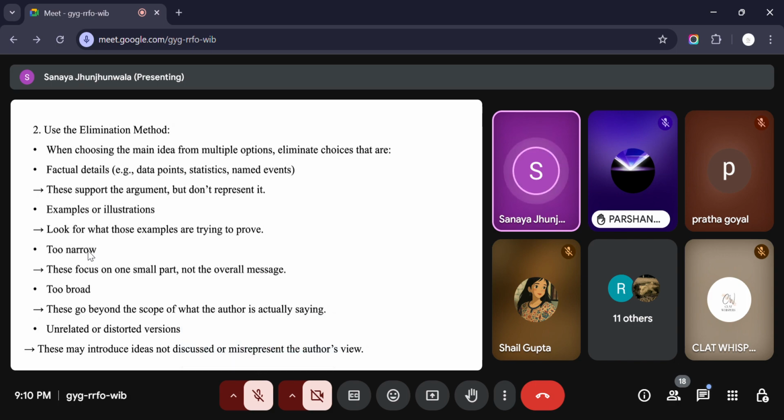तो secondly, ignore examples or illustrations. मतलब any kind of example that the author is trying to give, it's too narrow. These examples are trying to prove something. Something that is too narrow or too broad. Matlab they only focus on a small part of the topic, but not the overall message, or they're going beyond the scope of what the author is actually trying to say. And lastly, unrelated or distorted versions.